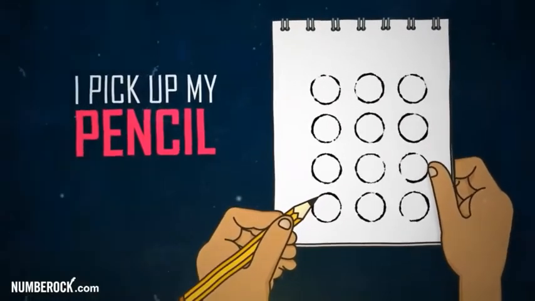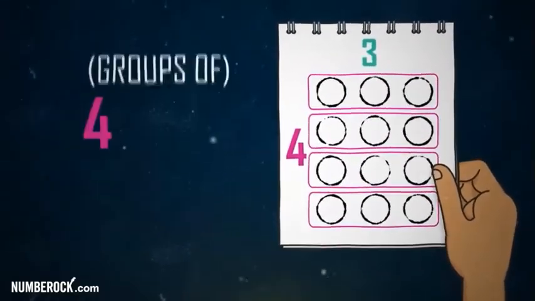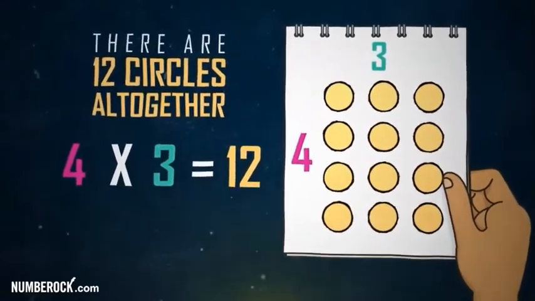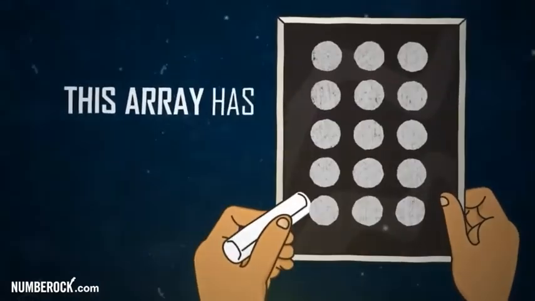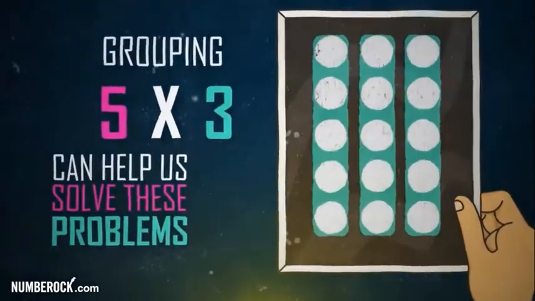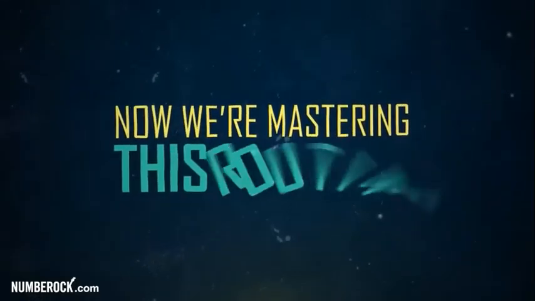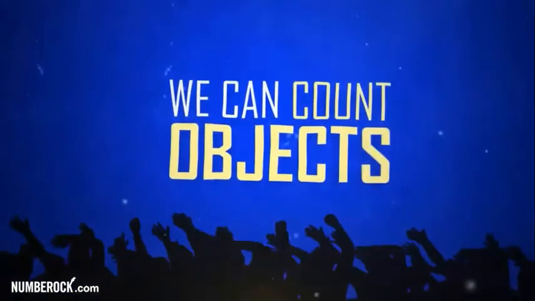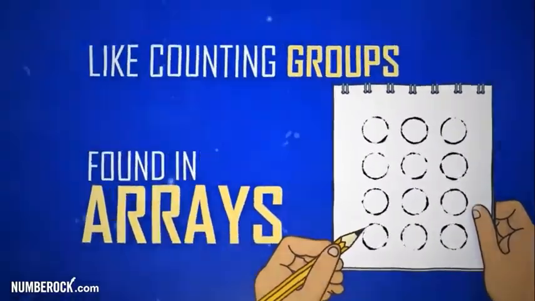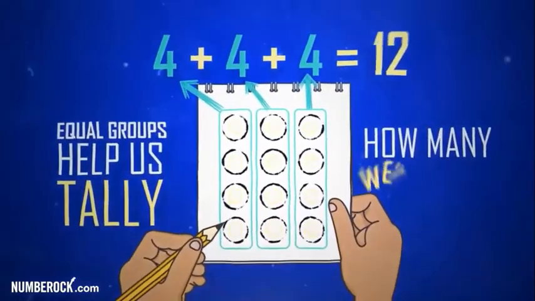I pick up my pencil and I compose an array with 3 columns and 4 rows. 4 groups of 3 help me to see better. There are 12 circles all together. This array has 5 rows and 3 columns. Grouping can help us solve these problems. 5 plus 5 plus 5 equals 15. Now we're mastering this routine. We can count objects in many ways, by counting groups found in arrays. Rows go across, columns go up and down. Equal groups help us tally how many we found.